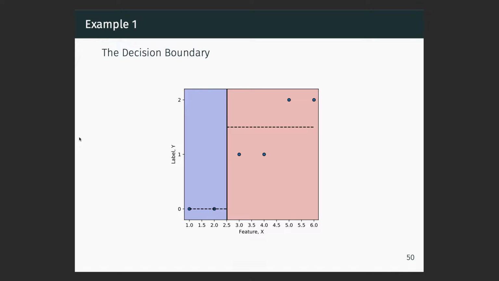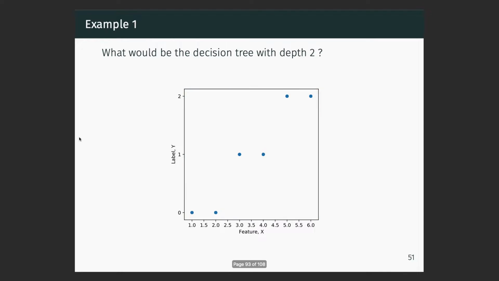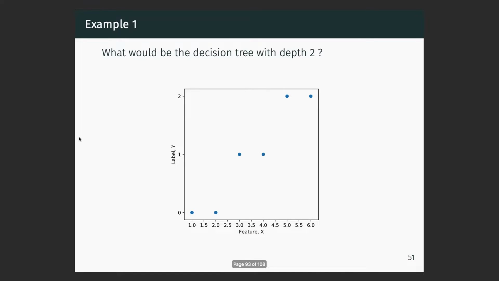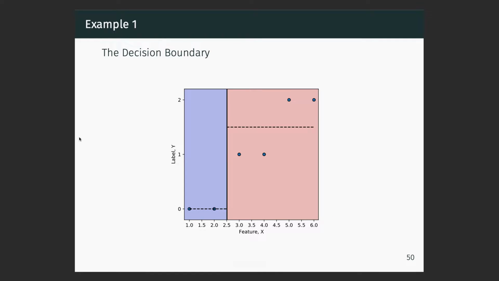Okay, what if we have to make another split? We have made one split on 2.5. If we have to create a decision tree with depth of 2, it will look something like the following. x0 less than or equal to 2.5, you get the first split. Then if it is true, then we predict the value to be 0. If it is not true, then the value is 1.5. Let's go back to that. Perfect. So if x is greater than 2.5, then the value that we're predicting is the mean across all of the other samples. So that turns out to be 1.5.